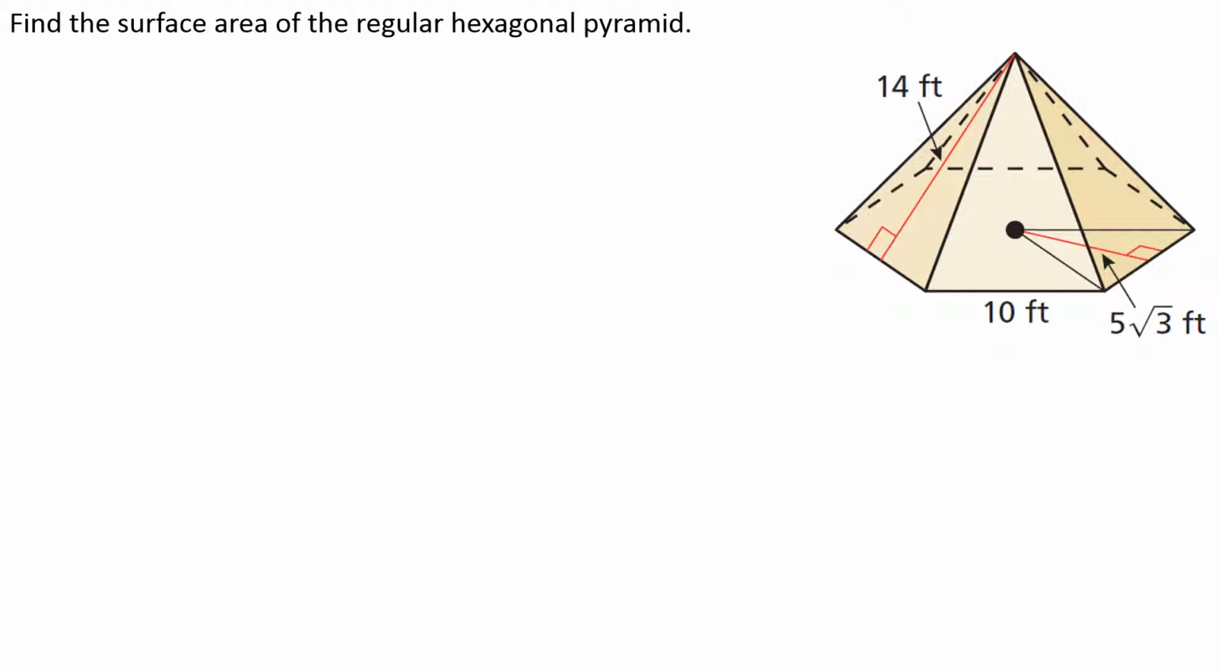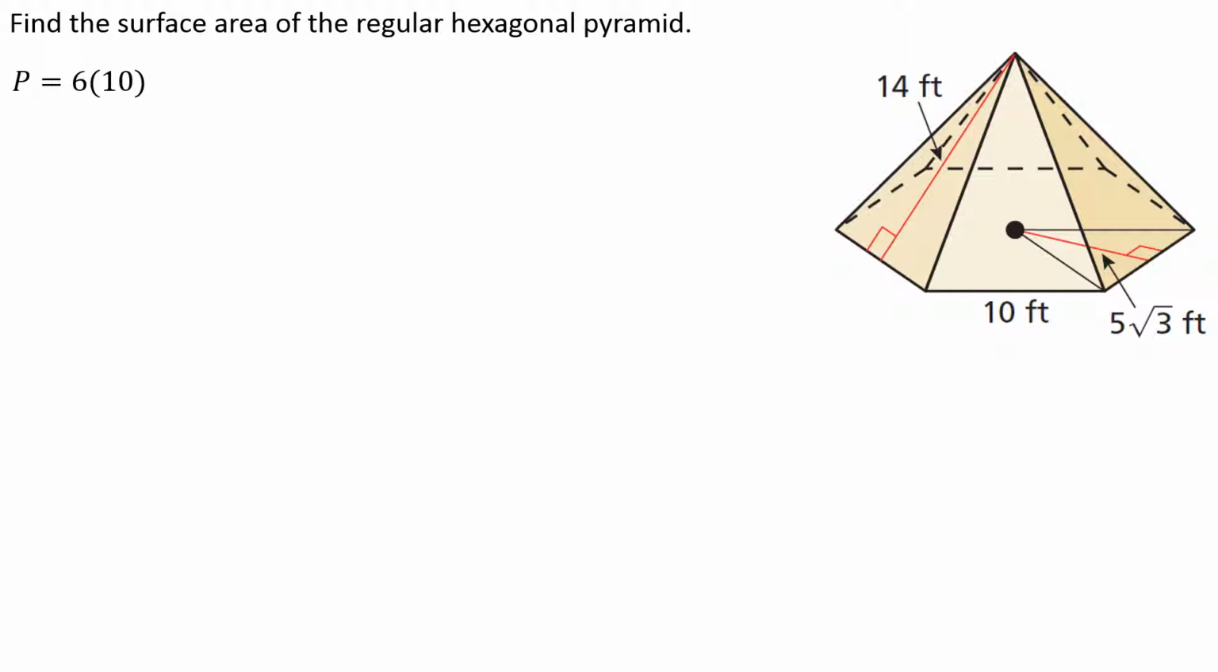Okay, so let's dig into this, and we're kind of picking one that's a little bit trickier because we've got a regular hexagonal pyramid. Remember, we name all of our objects off the base, so if the base is a hexagon, we're going to call it a hexagonal pyramid. And if every side of the base is equivalent, we'll call it a regular hexagonal pyramid.